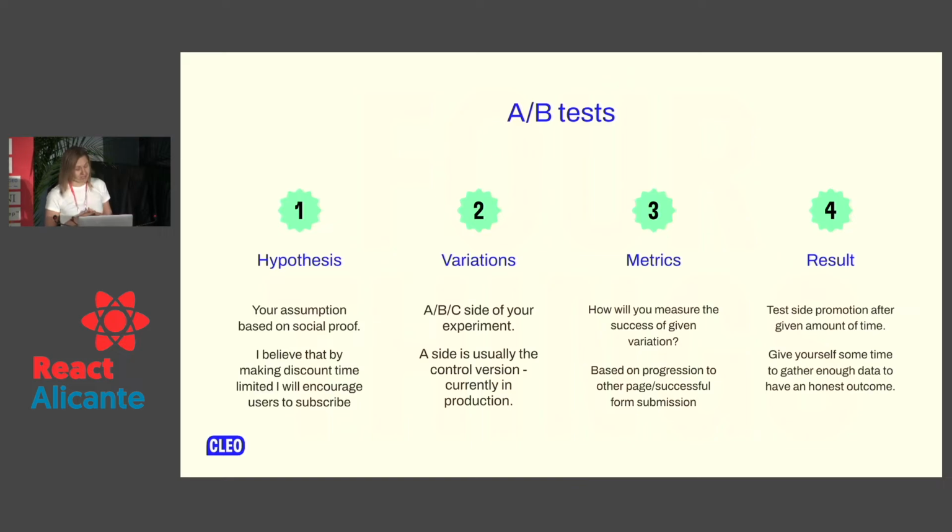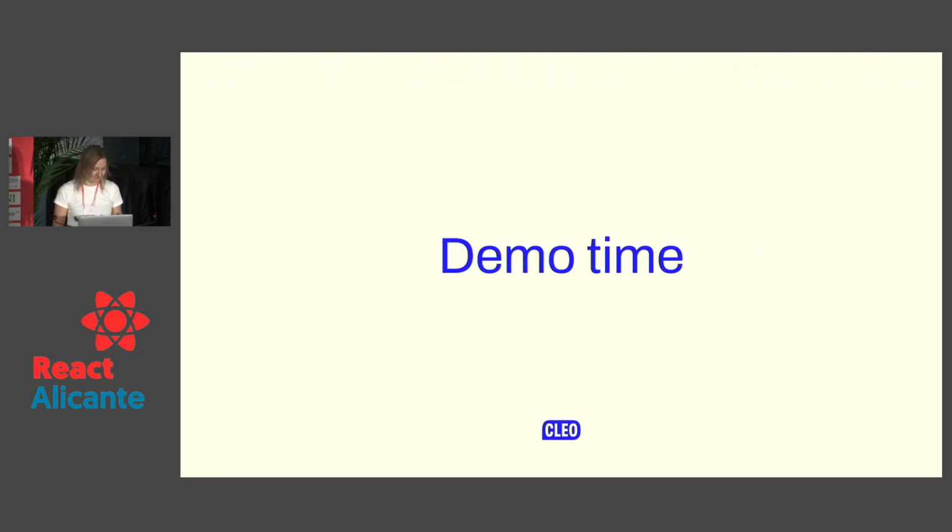Then we should define metrics. So data, right? How can we be sure that a given idea is valid if we don't measure it? And after that, the result: if the result is as we assumed, we can promote the given side and move on. Okay, demo.